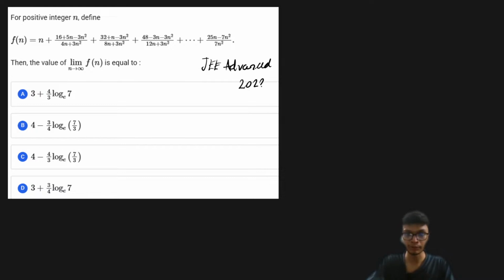Okay, so this is a 2022 paper, and if you look at this problem, it is again a problem of limit where we have a given sequence. We have to try to get a sum of this particular sequence when n is tending towards infinity, or you have a very large value of n. So let us try to understand.